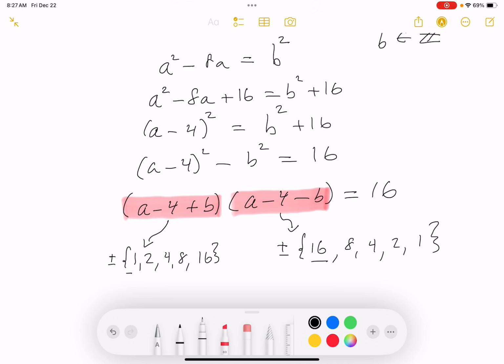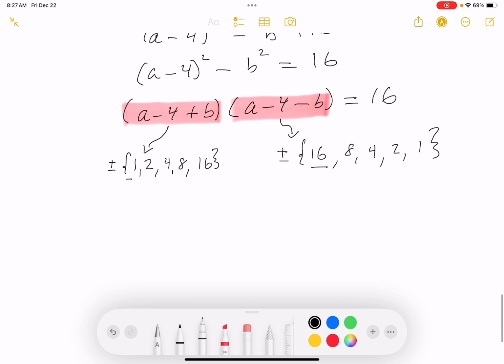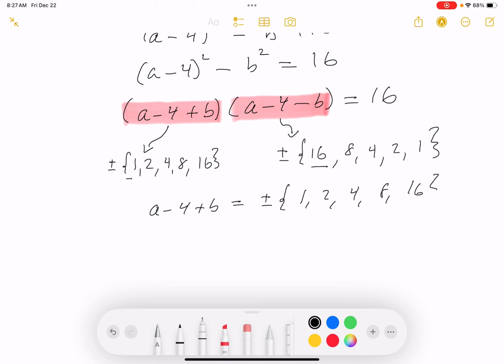All right, let me think for a moment. Does this help me at all? I think it does. And the reason I'm going to start to write these down so they're aligned with one another. So I'm going to say A minus 4 plus B could be equal to plus or minus 1, 2, 4, 8, and 16. And the other one is going to be A minus 4 plus B is equal to plus or minus 16, 8, 4, 2, and 1.